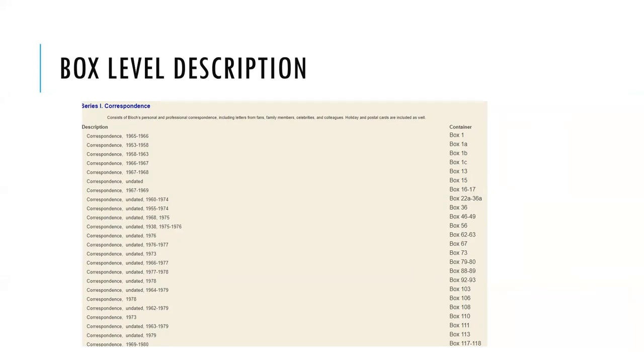And if a researcher was saying, okay, I'm interested in a letter that someone might have written to Bloch from 1965 or maybe 1966, then you can narrow it down to a few different boxes here, and it's certainly more efficient than having to wade through a whole series or subseries or entire collection.